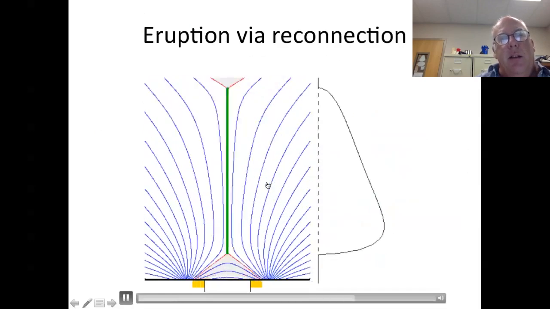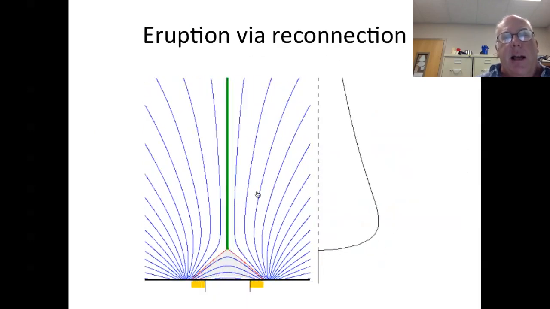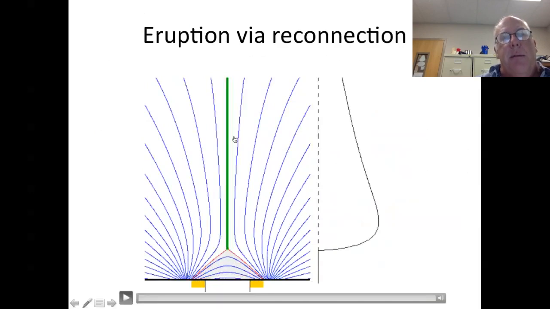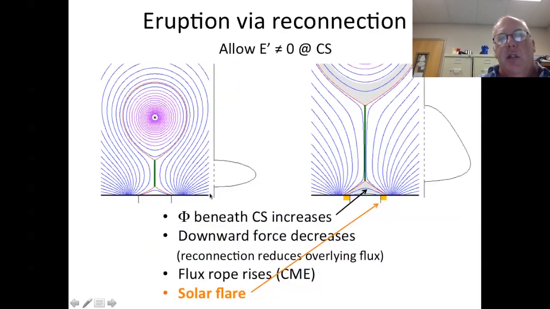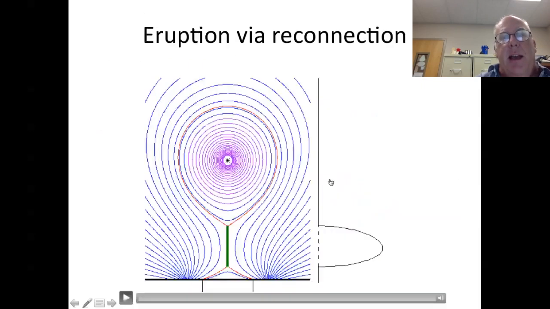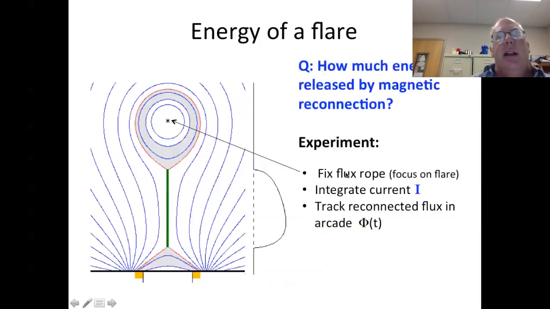It really does extend the current sheet and allow the flux rope to escape into space, but only because I have allowed the flux to change underneath this. And the question is, how much energy can we get out of this process? How much energy is being stored and then released? We know it's stored in this current sheet.